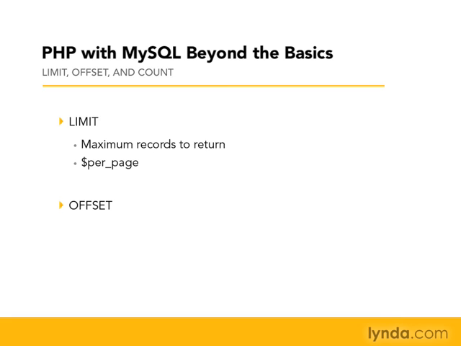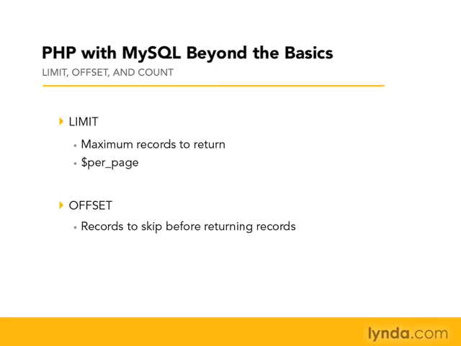OFFSET, though, is a little more complicated. Offset is the number of records that should be skipped before SQL starts returning records to us. The reason we need an offset is so that we don't always get the same records over and over again. If we have limit 20, it'll only give us 20 records, but we don't always want the first 20 records. Sometimes we want the second 20 records. We want to skip over the first 20 and then start with records 21 through 40. That's what offset allows us to do.